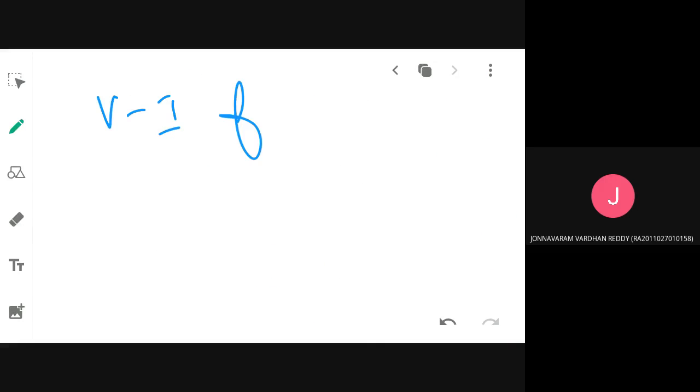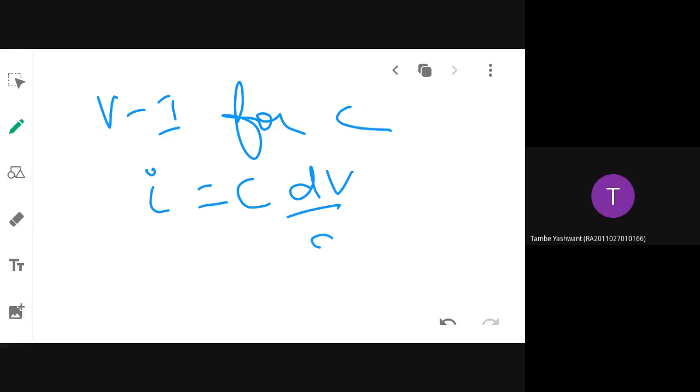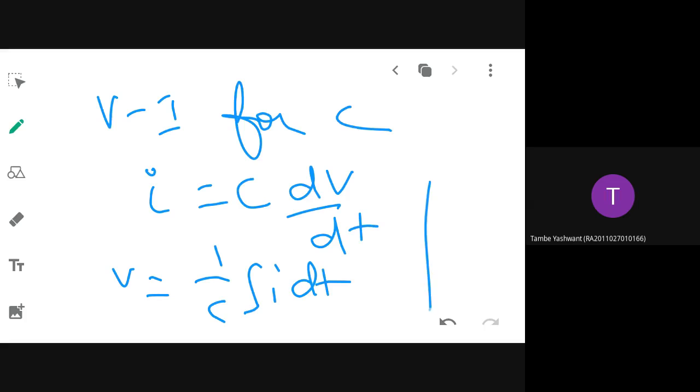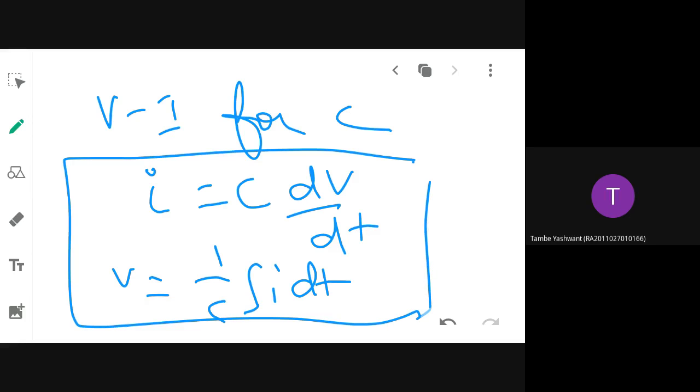Same way, one more: V and I for capacitance. How will you write? This also you know, I think. I is equal to C into dV by dt. V is equal to 1 by C into the integral of I dt. So this is how you can relate V and I for the capacitor. Okay, these questions might be asked in MCQs, very simple answers only. For resistance, Ohm's law. For capacitance and inductance, these equations. One is based upon the electric field and the other upon the magnetic field relationship.